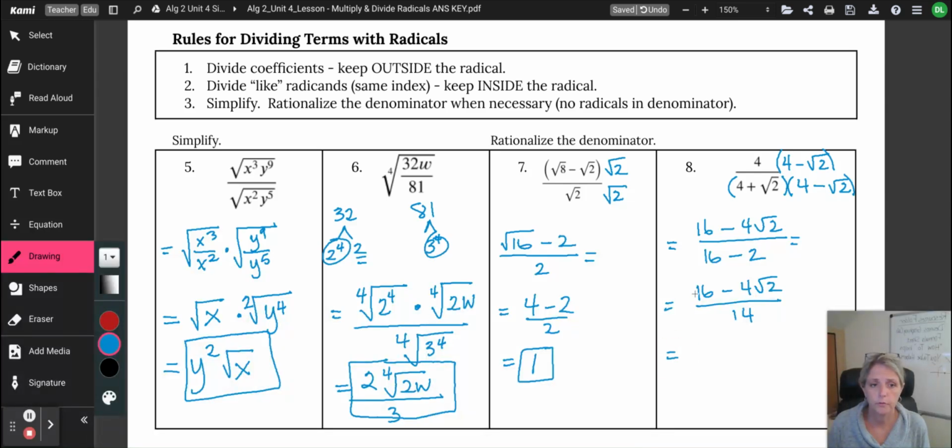And I can factor out a 4 in the numerator. So I get 4 times the quantity, 4 minus root 2. And in the denominator, I can just leave it 14, but I'm going to divide both of these by 2. And then I'll get my final answer of 8 minus 2 times the square root of 2 divided by 7.